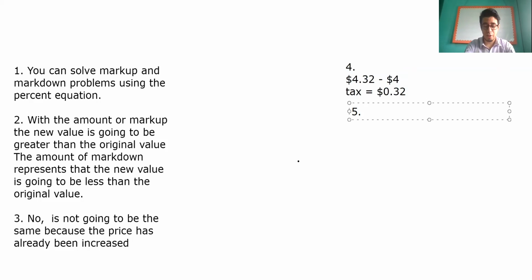Now for the number 5, Sheila buys 2 concert tickets from her friend. She pays $90 for the 2 tickets. This is what she paid for the 2 tickets, $90, okay. She looks at the tickets and sees that each ticket has a face value of $52.50.